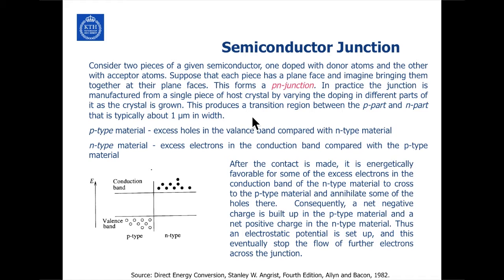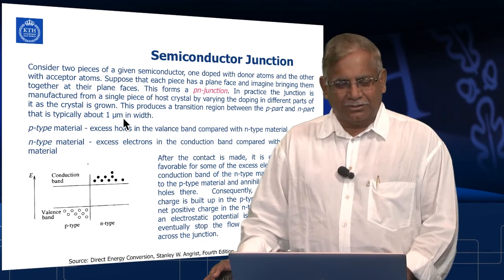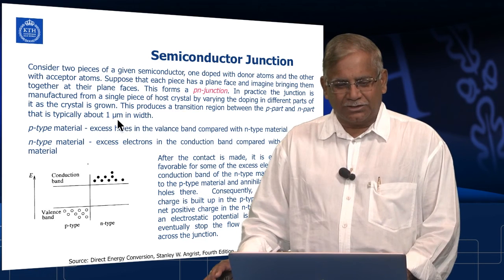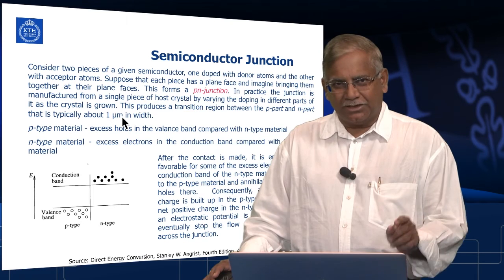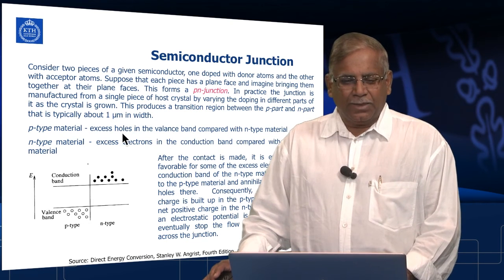The transition region between the p part and the n part is extremely small, and typically it is about 1 micrometer in width. So when they are connected, the transition between the two materials is extremely small. For all practical purposes, they are pretty much one crystal.